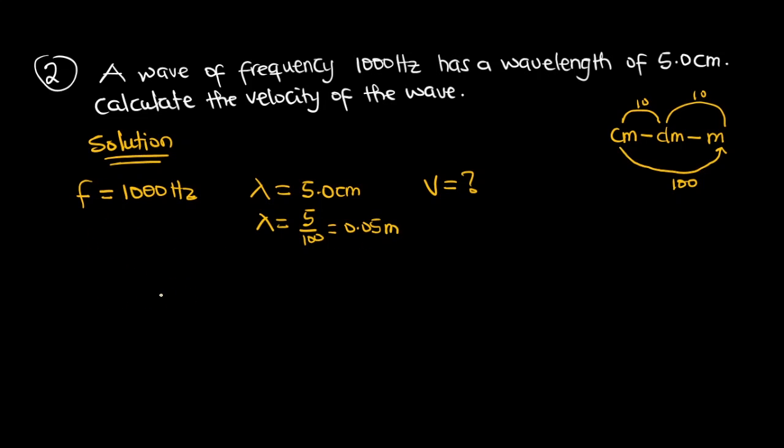So from here, I can go ahead and quote the formula. Velocity or speed is equal to the frequency multiplied by the wavelength. This will give me 1000 multiplied by 0.05, which is my wavelength. And if you compute this in your calculator, 1000 multiplied by 0.05 will give me 50 meters per second as my answer for this particular question.